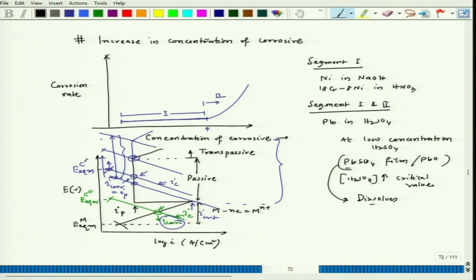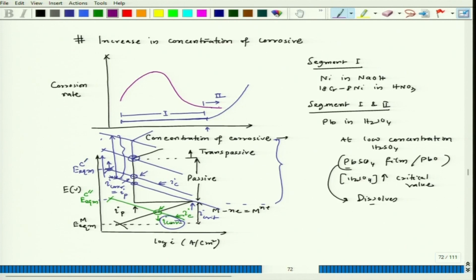Okay, corrosion rate further increases. So that's what these two patterns can be observed in case of lead, starting from low concentration of H2SO4 to high concentration of H2SO4. Now there could be one more pattern that can be possible. Initially it gradually increases corrosion rate as the concentration of the corrosive increases, and then suddenly it drops, and then it maintains a constant value. Okay. So this kind of pattern can be observed.